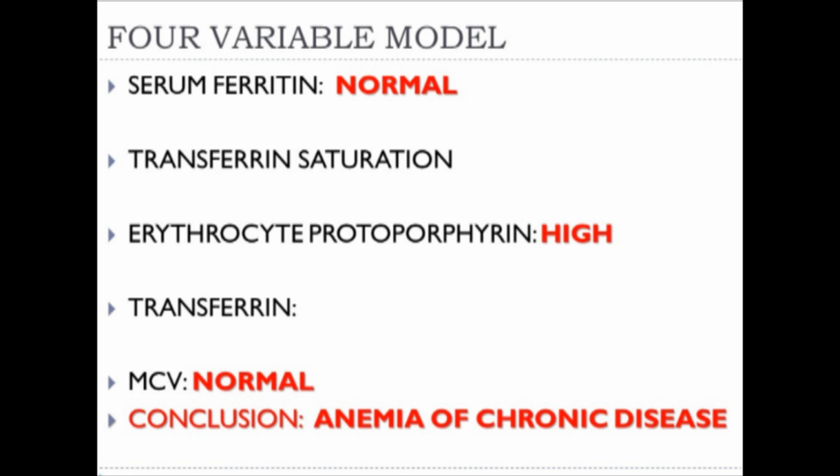Here's another example. Let's say you look at serum ferritin and it's normal, and you look at erythrocyte protoporphyrin and it's high. A high level of erythrocyte protoporphyrin normally suggests iron deficiency anemia, but you know that EP also goes up in anemia of chronic disease. Let's look at the MCV. It too is normal. Well, this can't be an iron deficiency anemia. The conclusion here is that it's an anemia of chronic disease.